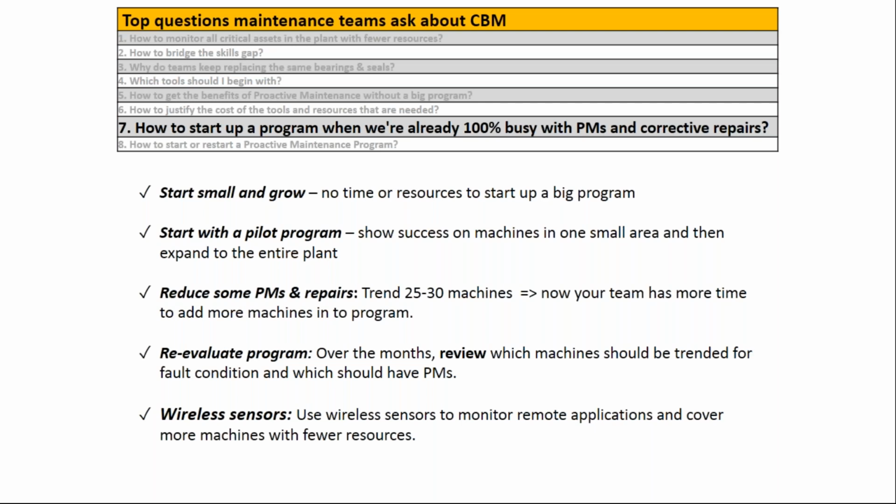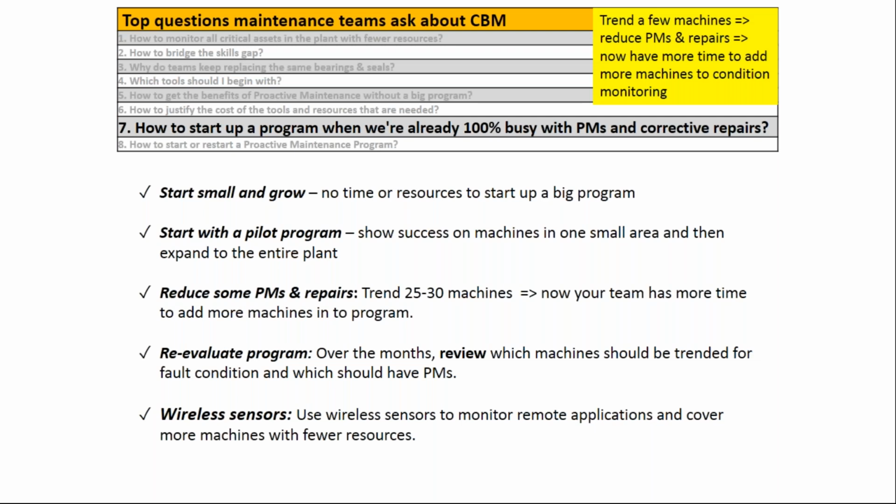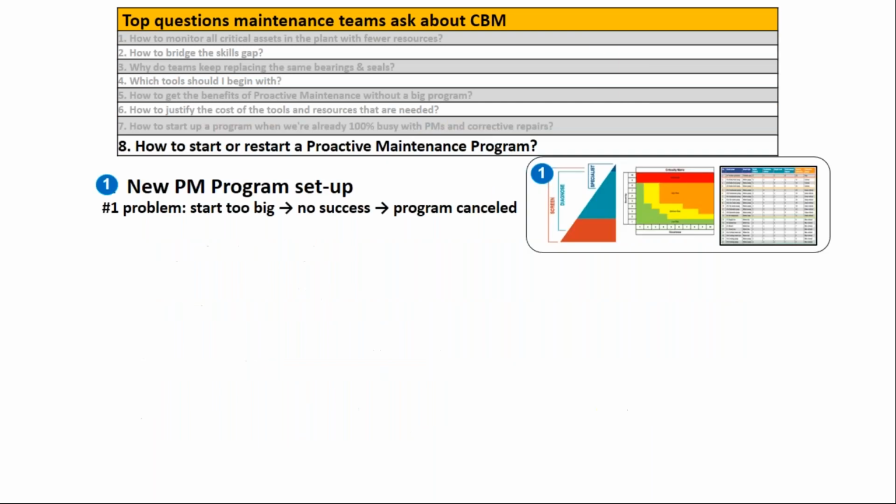Down at the bottom of the page, wireless sensors. If we don't have the resources to go out and use a portable tool, maybe the answer is to start using some of the wireless sensors. We're seeing these low-cost wireless sensors come into market now that are going to enable us to get into remote applications and also be able to provide answers on machines, and we don't have to use the resources that we don't have. Okay, so those are some answers that some of our customers have come up with to help us to be able to start small, get a few successes, get a program going, reevaluate it over time, and get it going.